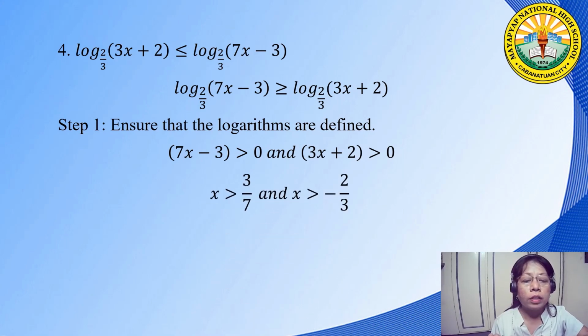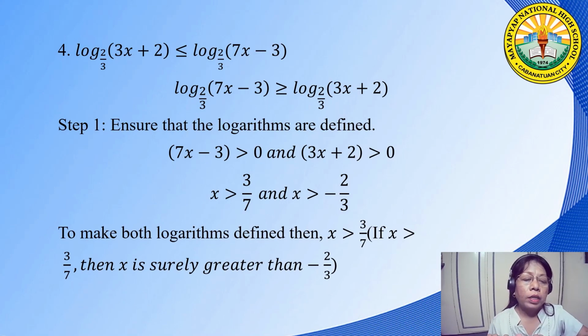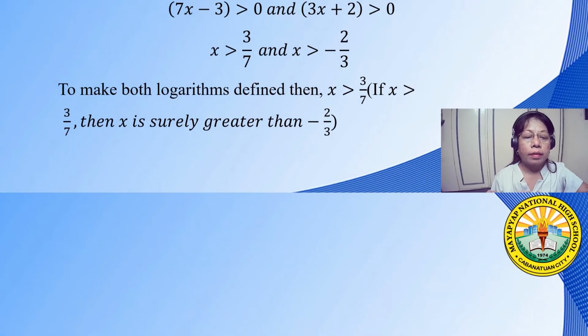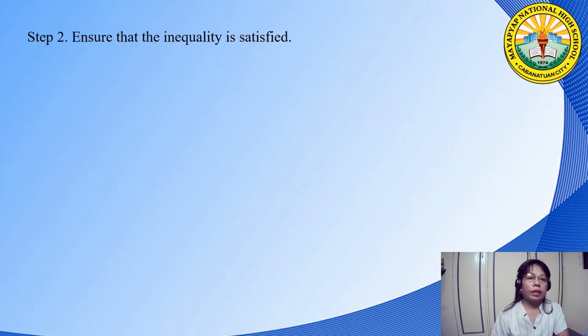Then solve for the value of x. For 7x minus 3 greater than 0, x is greater than 3/7. And for 3x plus 2 greater than 0, x is greater than negative 2/3. To make both logarithms defined, x is greater than 3/7. If x is greater than 3/7, then x is surely greater than negative 2/3. Ensure that the inequality is satisfied.